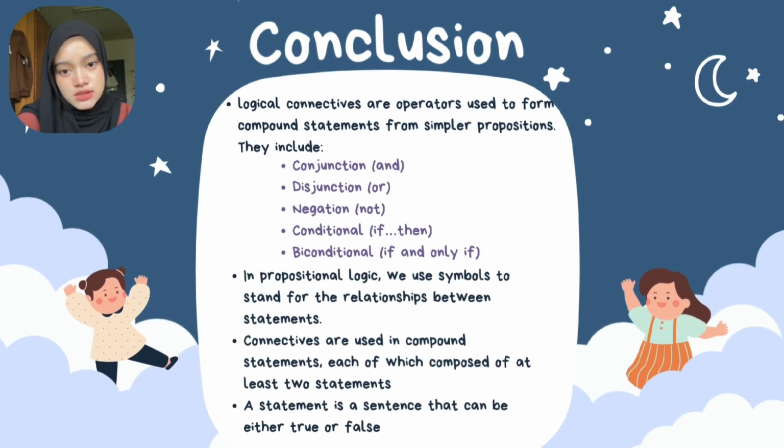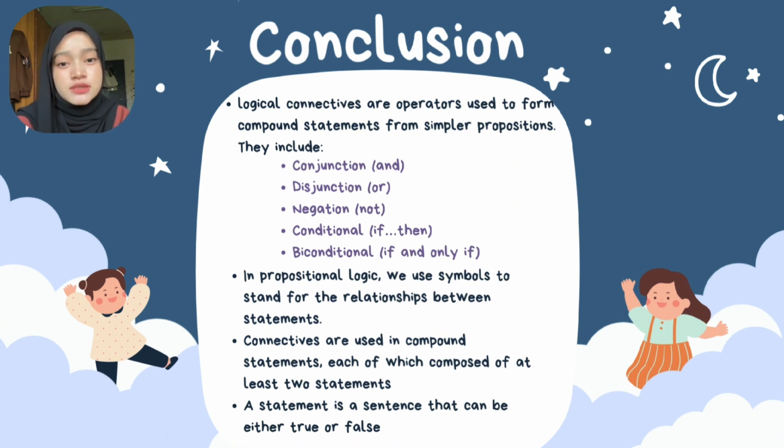In conclusion, logical connectives are fundamental in propositional logic. They help in forming compound statements and determine the truth value of the statement based on the truth value of their components. Here's a quick summary of the common logical connectives and their symbols. First, conjunction, which means and. The compound statement is true only if both individual statements are true. Second, disjunction, which means or. The compound statement is true if at least one of the individual statements is true.